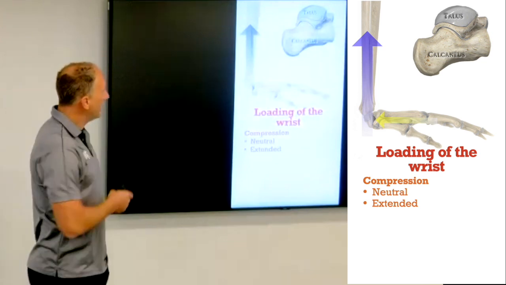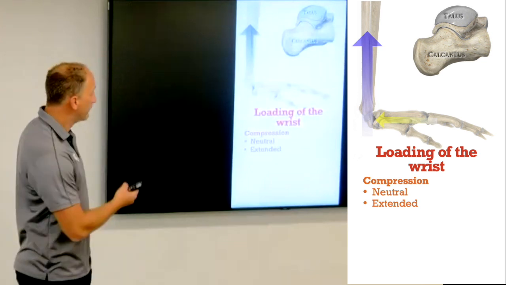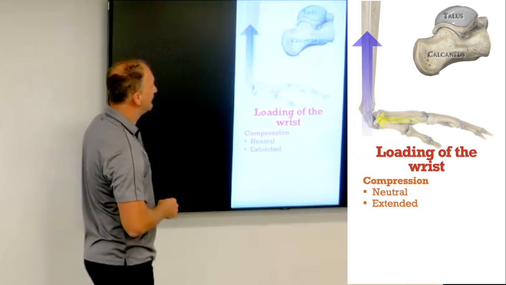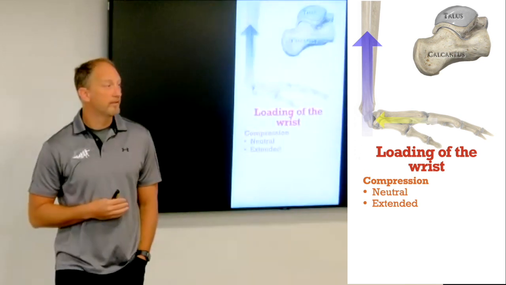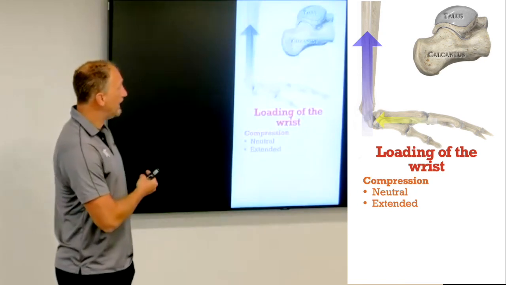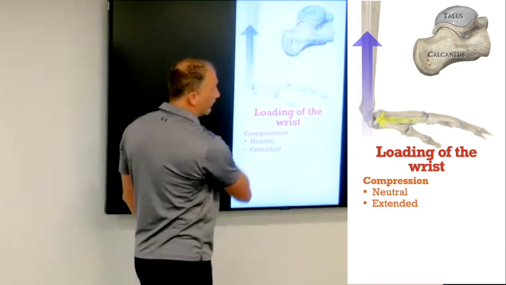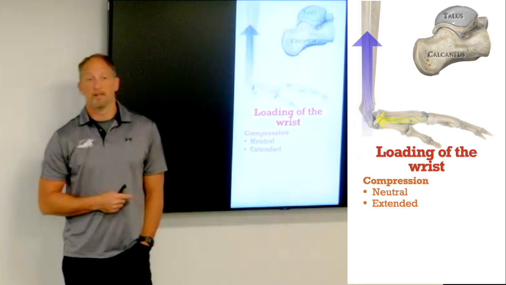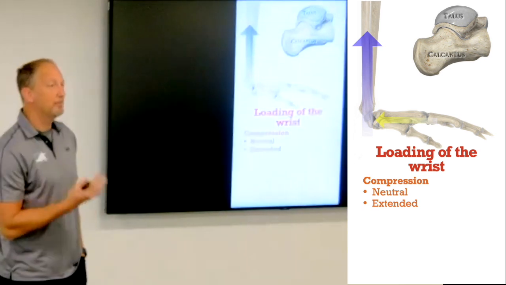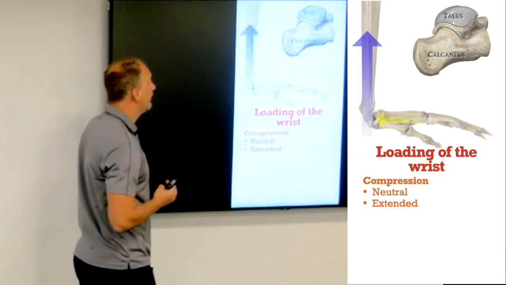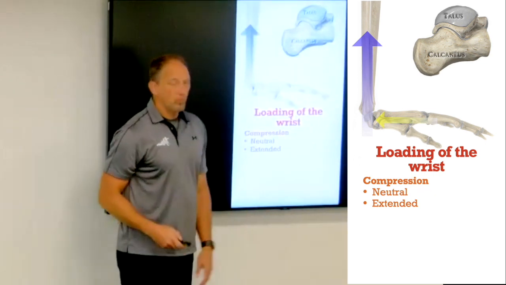Look how big the calcaneus is. This isn't a scale model. I just put this up here. Look how big the calcaneus is compared to any of the tarsals of the wrist. Look at the talus. The talus by itself is bigger than all of the carpals of the wrist. Because it's designed to bear weight. It's designed to be loaded. The wrist is not.